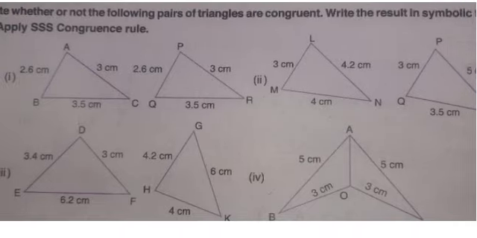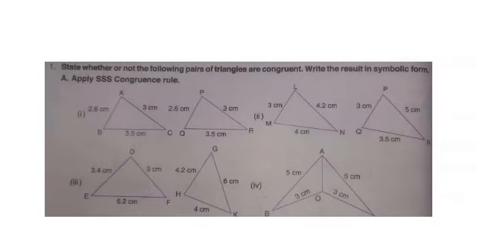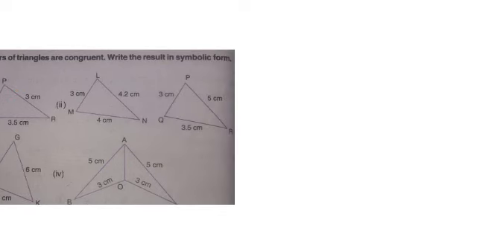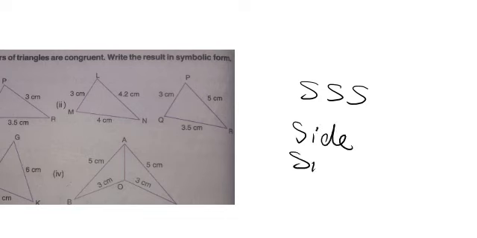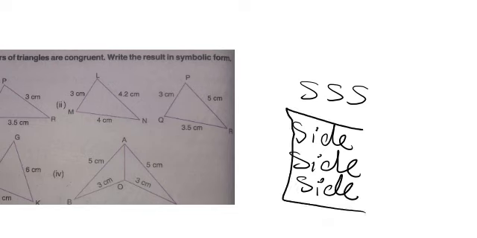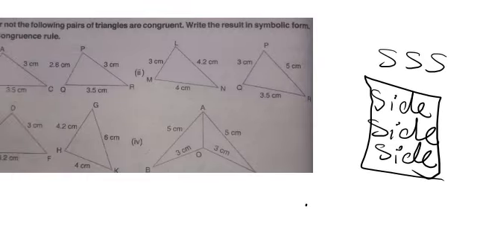So basically it says, state whether or not the following pairs of triangles are congruent, write the result in symbolic form, and apply the SSS congruence rule. So what is this SSS? Triple S, basically SSS, stands for side, side and side. You must be getting it by the name only. It means that all the sides of the triangle have to be equal in order to be congruent.